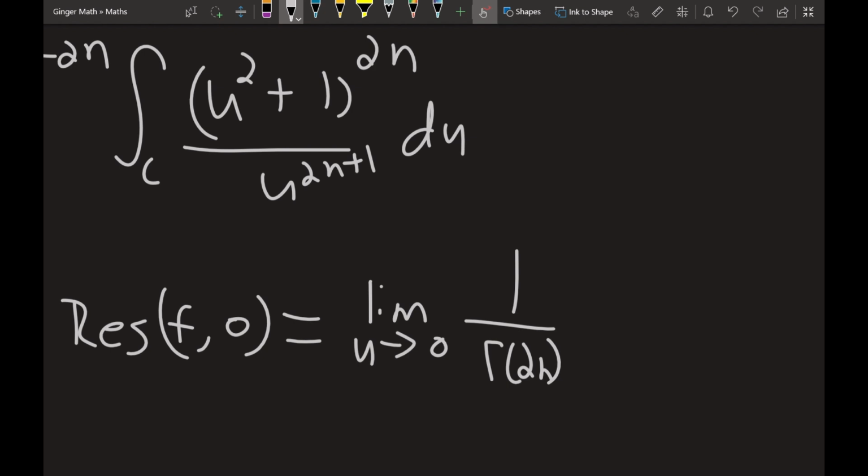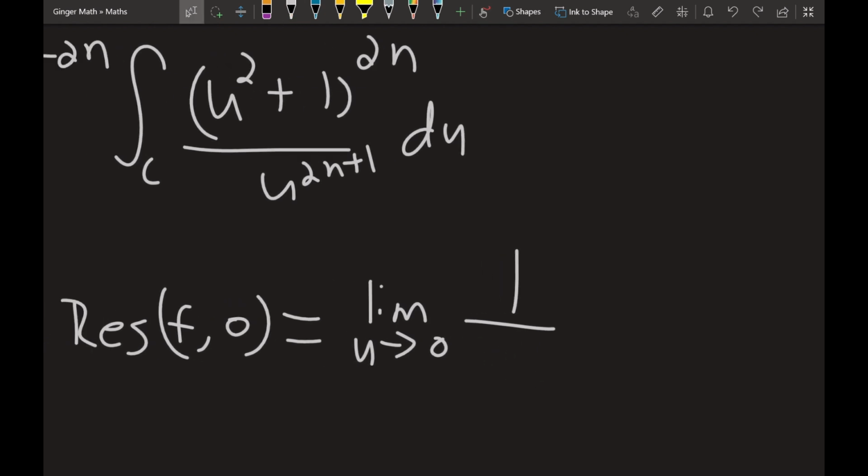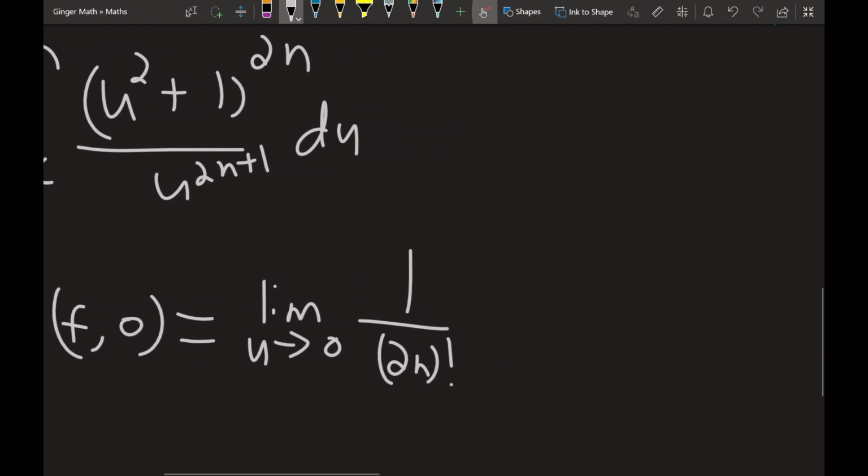And then, actually no, that should be 2n factorial. I'm very sorry. Whoopsie. I've been doing too much gamma function stuff. Okay, so 1 over 2n factorial.